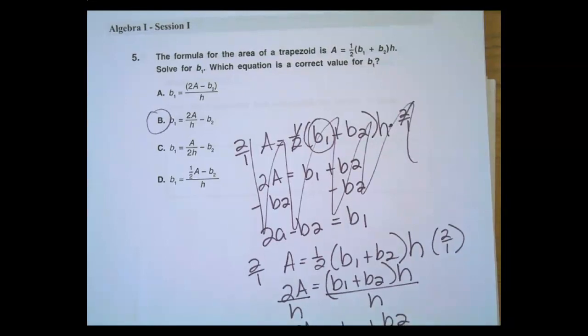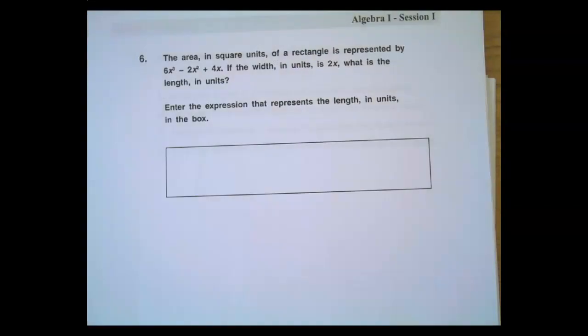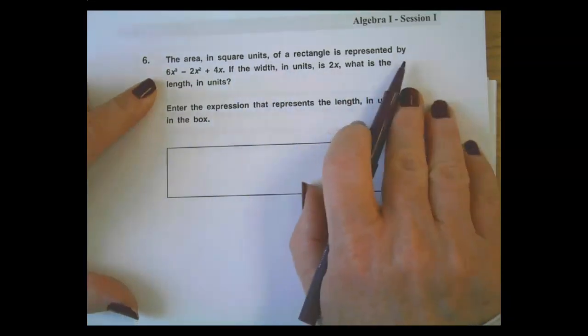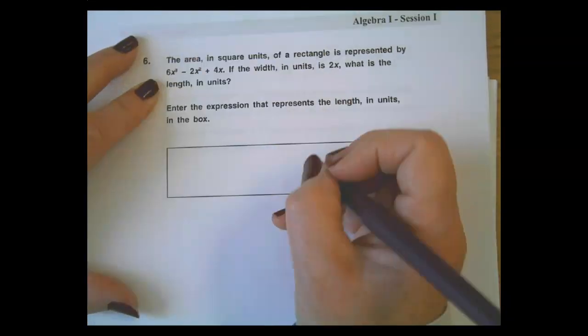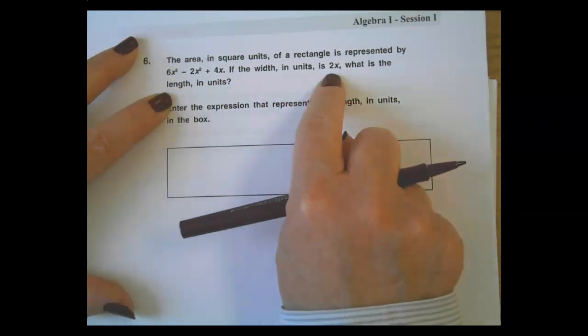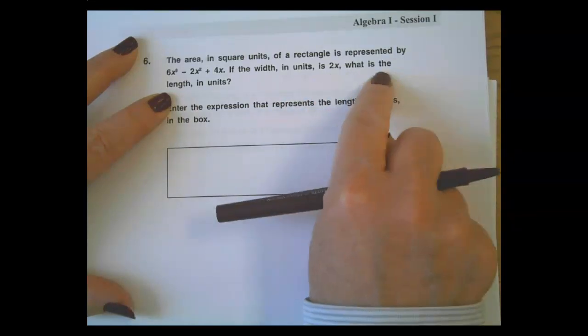All right, moving on. Let's see how many I can get through here. Okay, the area in square units of a rectangle is represented by this. If the width is that, what is the length? Okay, so let's just make a picture. So the area in square units of a rectangle is represented by this. If the width in units is 2x, what is the length in units?